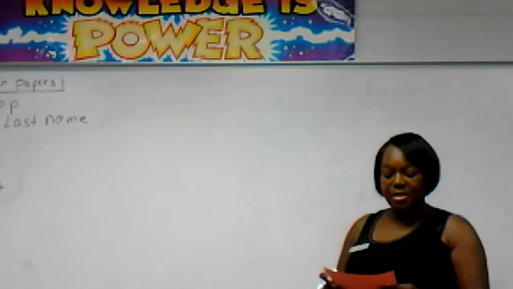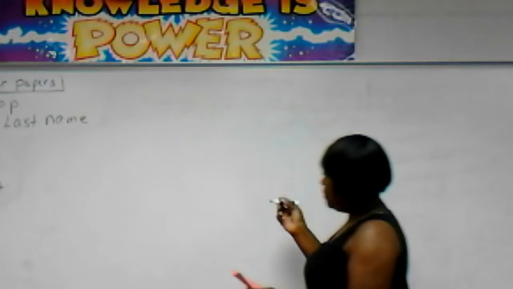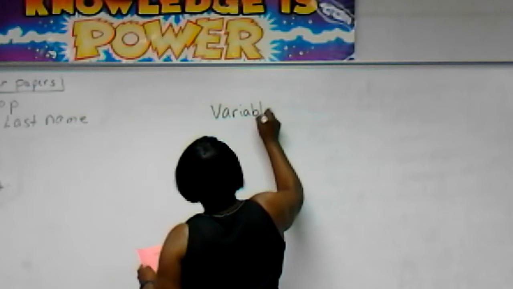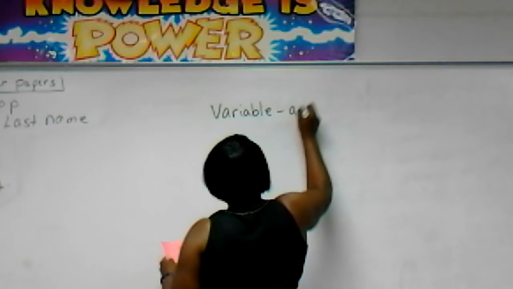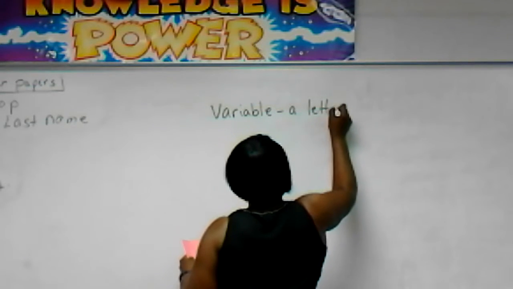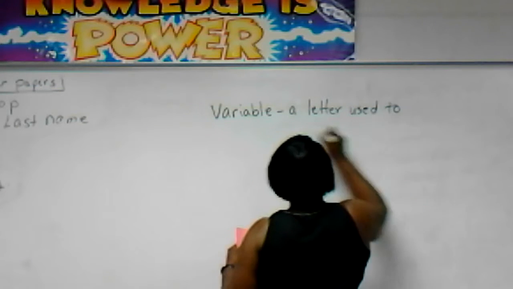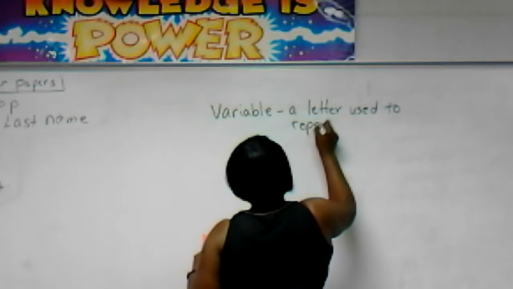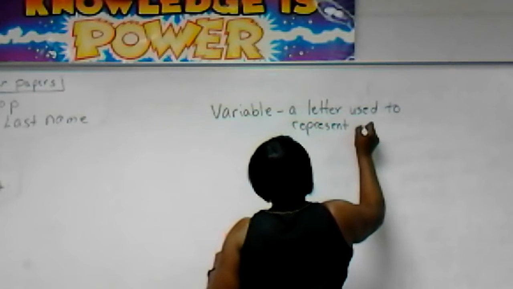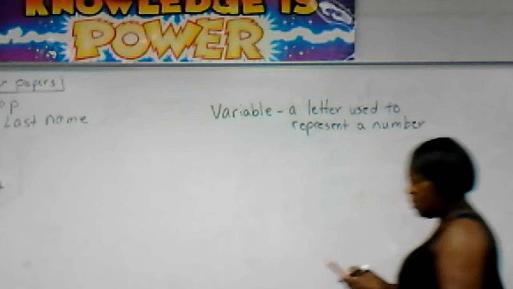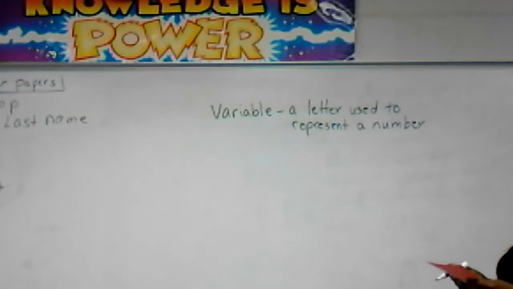We begin by answering the question, what is a variable? A variable is a letter used to represent a number. A letter used to represent a number.